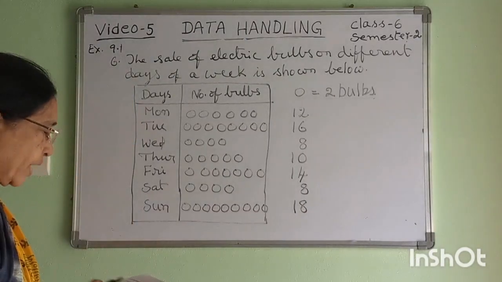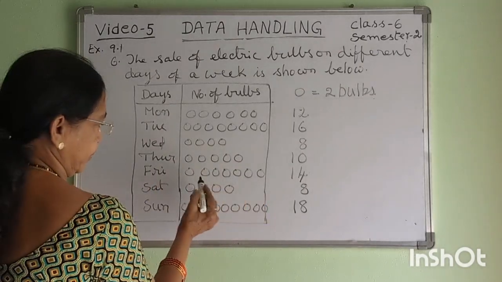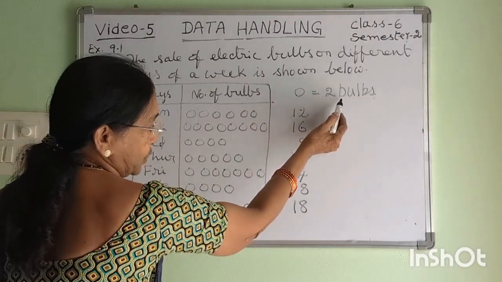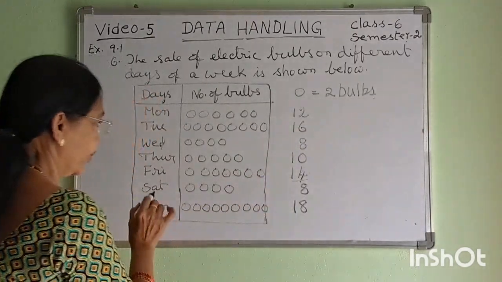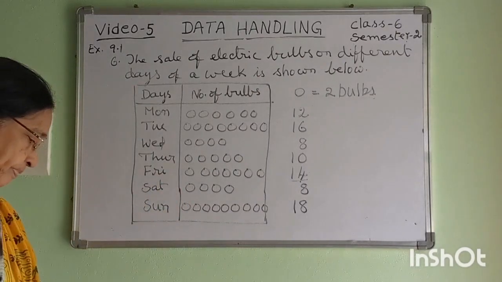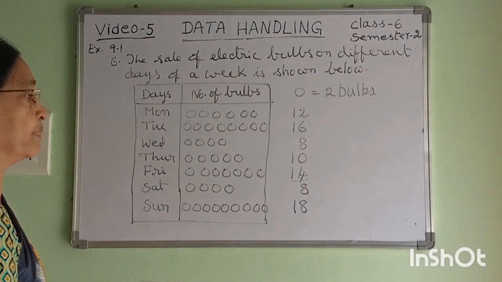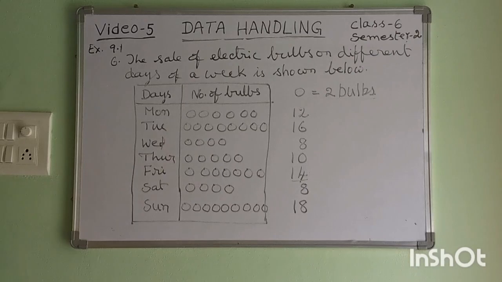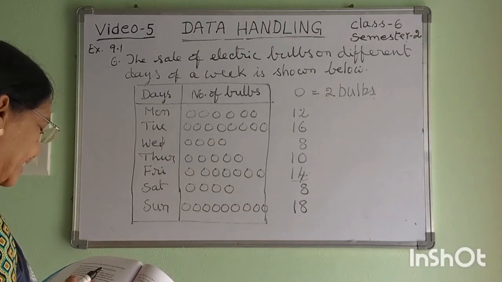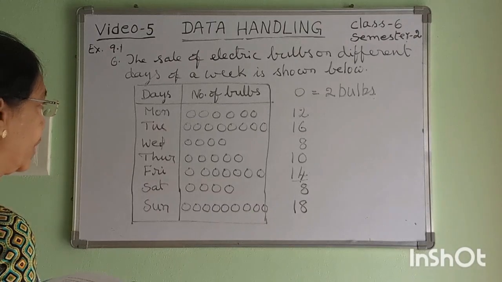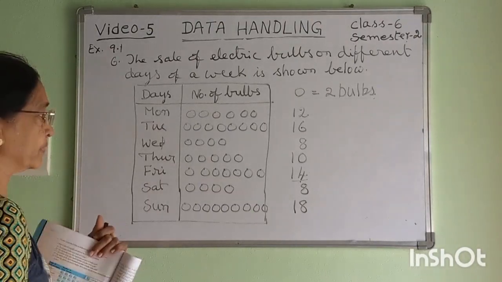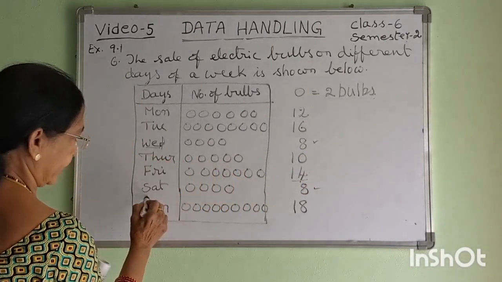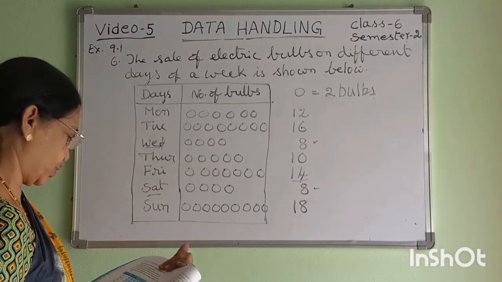How many bulbs were sold on Friday? 7 figures are given. Each figure represents 2. Therefore, 7 into 2, 14. 14 bulbs were sold on Friday. On which day was the maximum number of bulbs sold? Here, on Sunday, the maximum number of bulbs were sold. On which days was the minimum number of bulbs sold? Here this is the minimum number. Therefore, on Wednesday and Saturday, the minimum number of bulbs were sold.